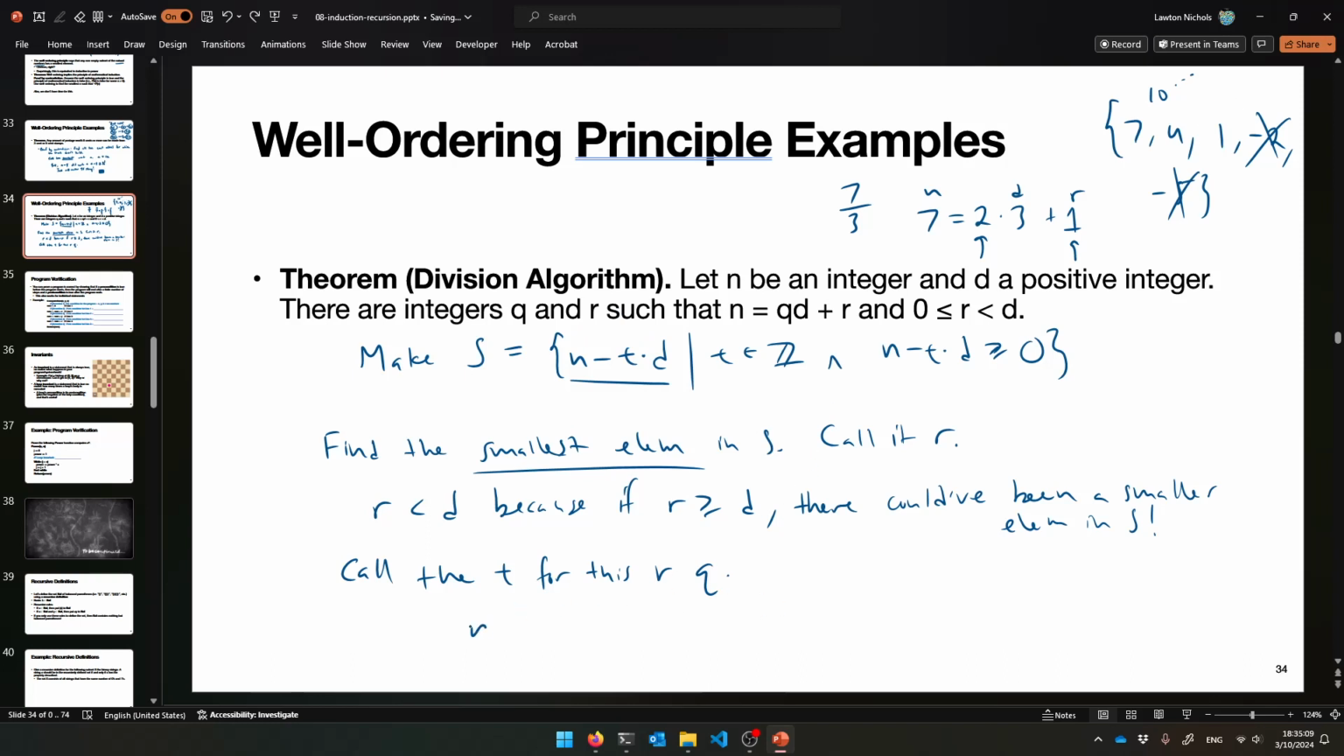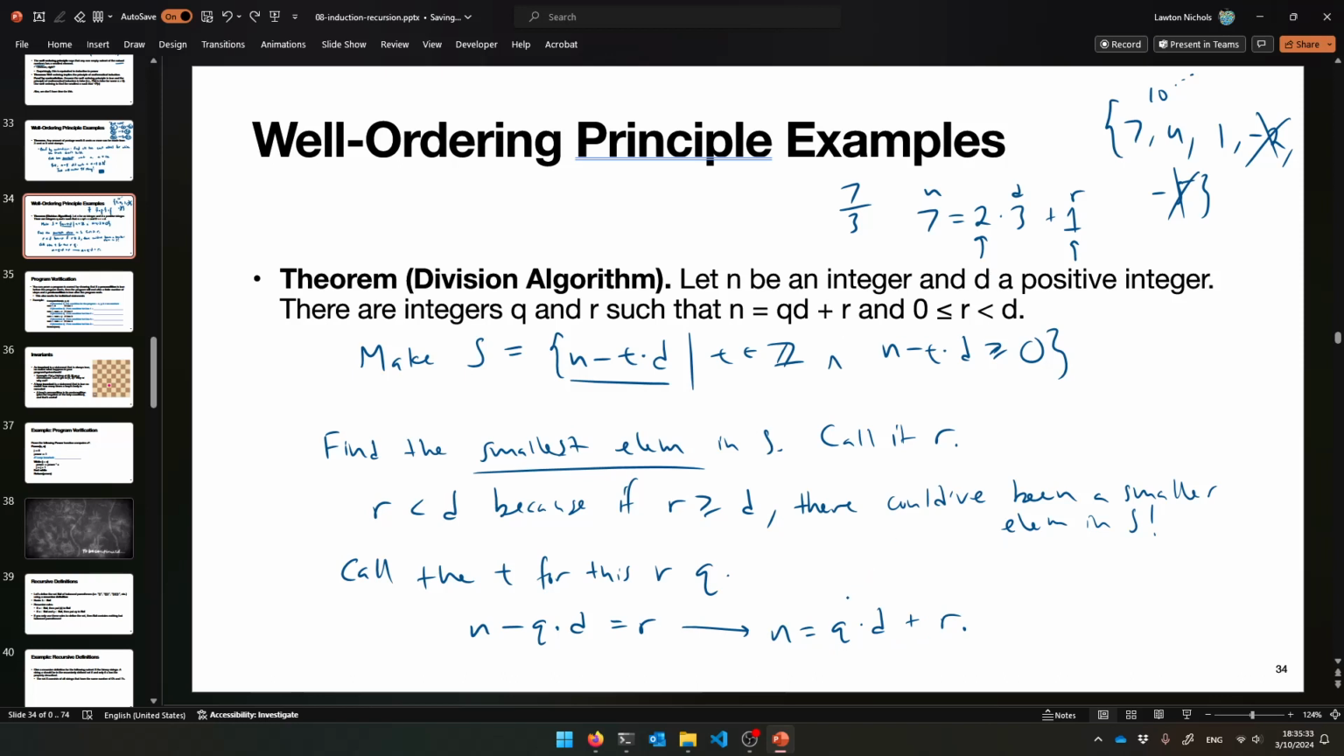And so now n minus q times d, just by definition of the set, was equal to my r. And I can just rearrange this to look like this equation: n is equal to q times d plus r, and then also r is within that range. So this is showing me that I can always find a quotient and a remainder with this true about the remainder.